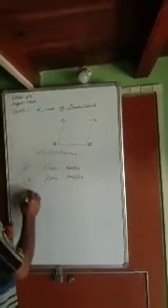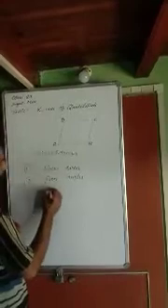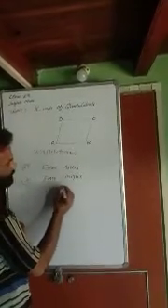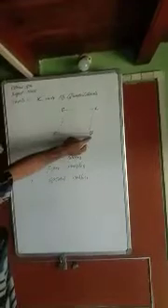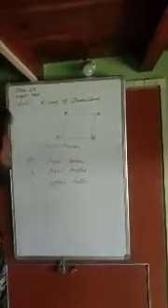We have opposite vertices. Opposite vertices means angle A and angle C. Angle A and C are opposite vertices. Similarly, angle B and angle D are opposite vertices.